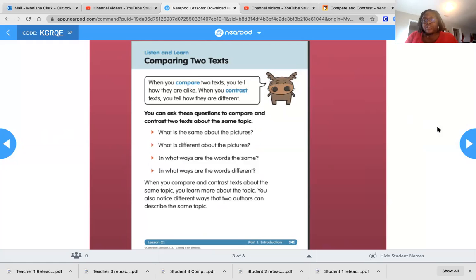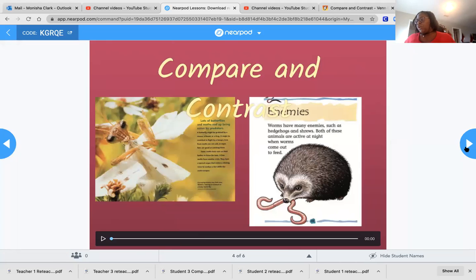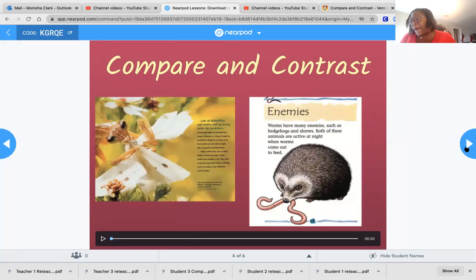Let's take a look at the two pictures. What do we notice is the same about the two pictures? I'll give you some time to look at the two pictures. Okay, I see that both pictures show an animal being eaten. This picture shows an animal being eaten, and the other one shows an animal being eaten. That is one way the pictures are the same.